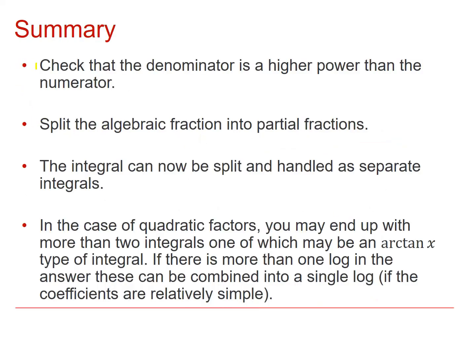So in summary, we would check that the denominator is a higher power than the numerator. If it isn't, we've seen previously, we'd do an algebraic division. We then split the algebraic fraction into partial fractions, and then we can split the integral and handle each bit as separate integrals. It's worth noting that in the case of quadratic factors, you may end up with more than two integrals, and you may well end up with an arctan x type of integral. Remember, if there's more than one log, they can be combined, but it's really only worth doing if the coefficients are relatively simple.